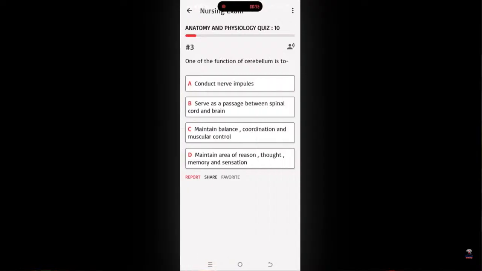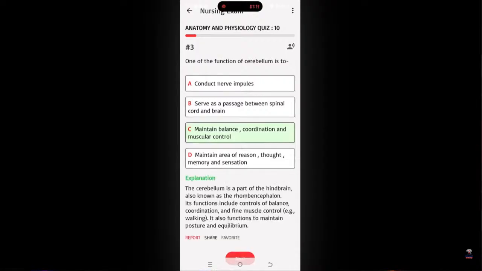One of the functions of cerebellum is to: A. Conduct nerve impulse. B. Serve as a passage between spinal cord and brain. C. Maintain balance, coordination and muscular control. D. Maintain area of reason, thought, memory and sensation. Correct answer. The cerebellum is a part of the hindbrain, also known as the rhombencephalon. Its functions include control of balance, coordination, and fine muscle control, e.g., walking. It also functions to maintain posture and equilibrium.